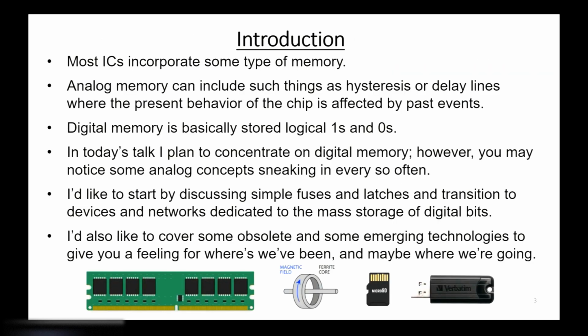Most ICs incorporate some type of memory, and analog memory can include such things as hysteresis or delay lines, where the present behavior of the chip is affected by past events. Digital memory is basically stored logic ones and zeros. So today's talk, I plan on concentrating just on the digital memory. However, you may notice some analog concepts sneaking in there every so often.